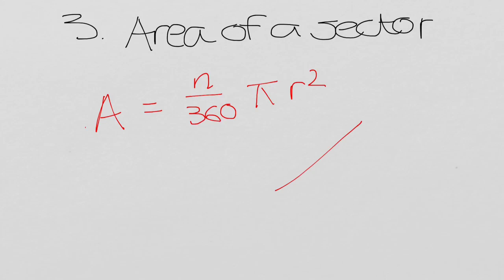Question 3, area of a sector of a circle. You need to know area A equals n over 360 pi r squared. If you have a sector of a circle, n is the angle at the centre, and r is obviously the radius.